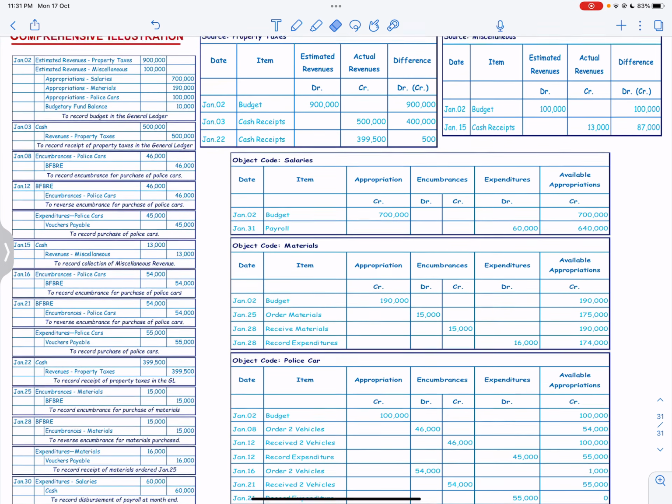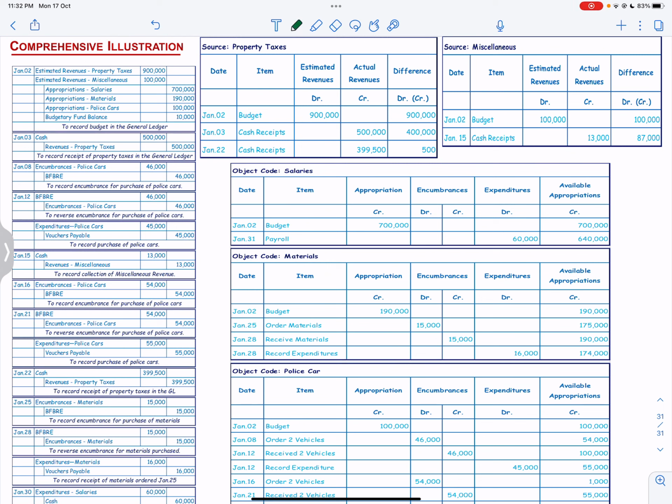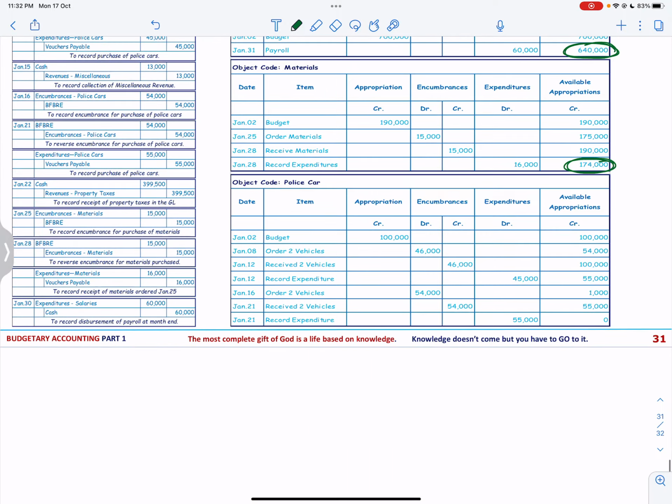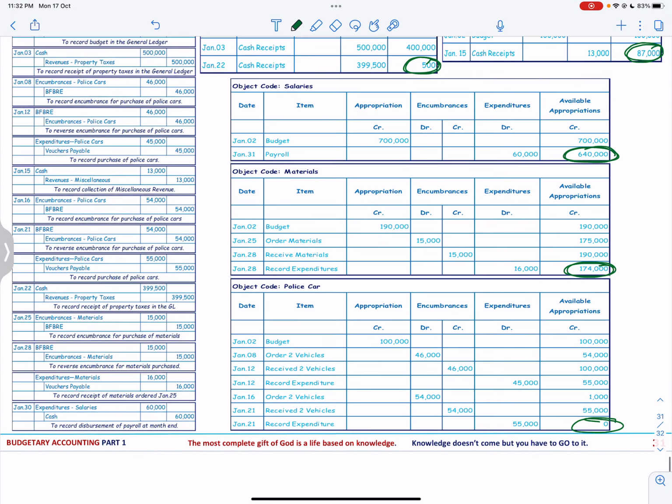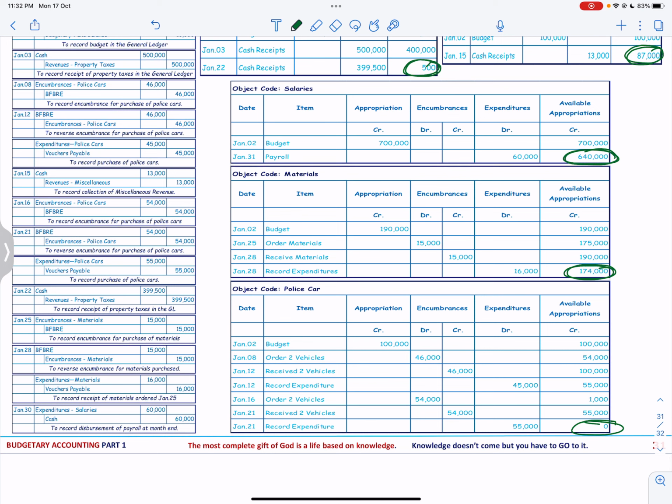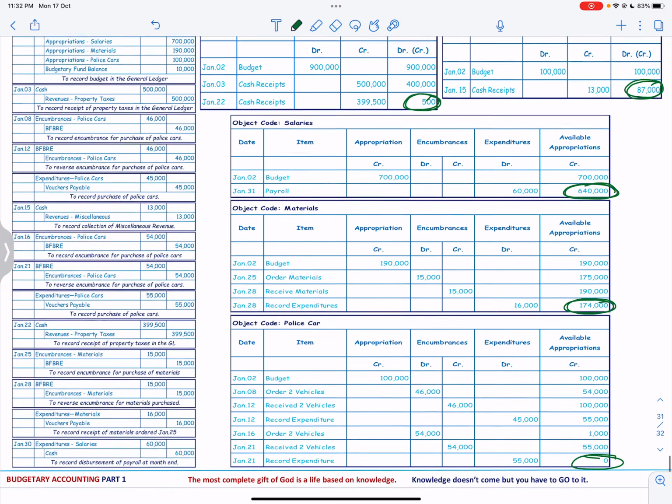After these transactions, the task is to collect another 500 for property taxes, another 87,000 from miscellaneous revenues. You have to spend 640,000 on salaries, 174,000 on materials, and nothing to be spent on police cars. So this completes the first part of budgetary accounting.